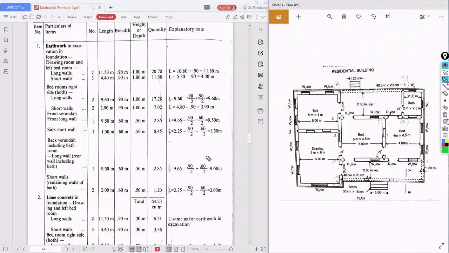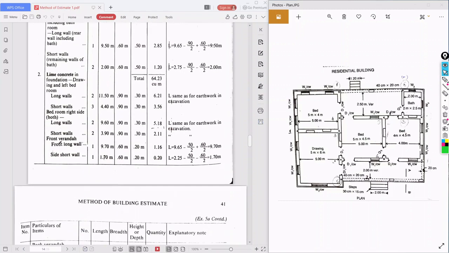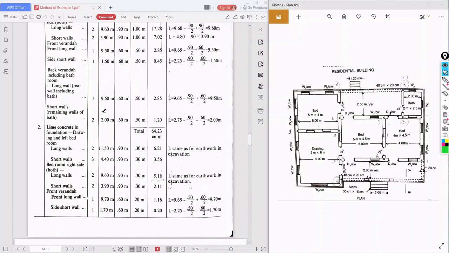So now we need to fill with the lime concrete. We will start our problem. So earthwork has been over. Second item was lime concrete. Before that, this is the plan. How did we divide this building? We divided this building into four portions. First one is drawing and bedroom. Second portion is this one. Third portion is front veranda. Fourth portion is back veranda including the bath.